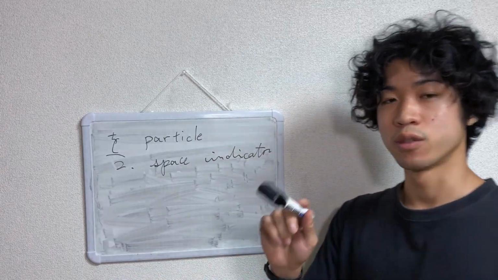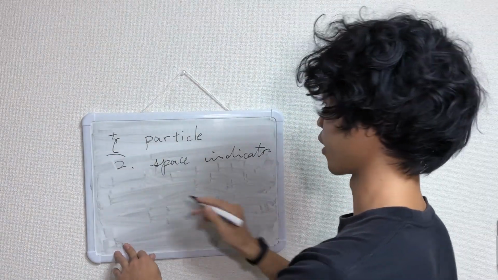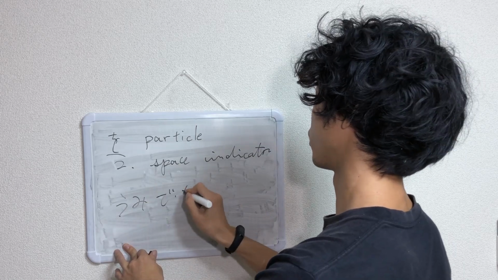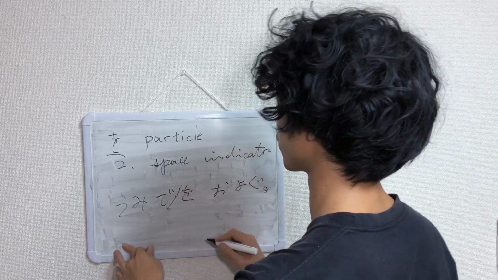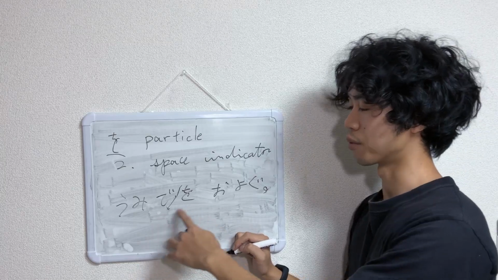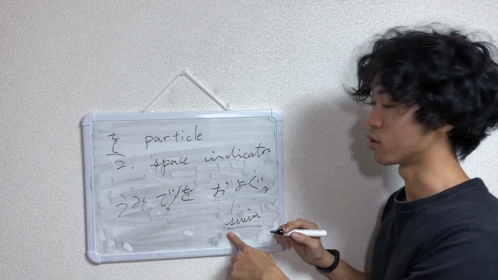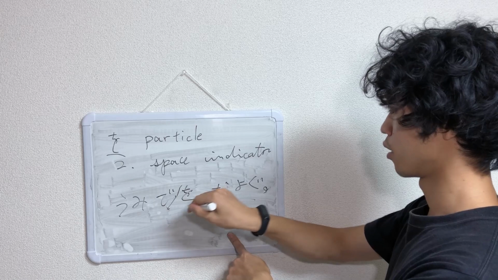But swim is a weird one. Swim is 泳ぐ. Okay? 海でを泳ぐ. Okay, this is a slash. Means you can use either of them. So watch out for swim. It's a weird one. You can use de or o.